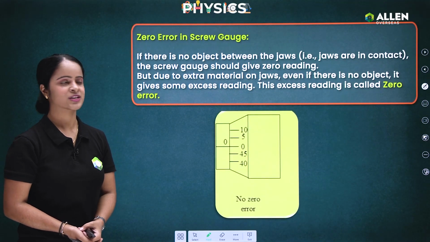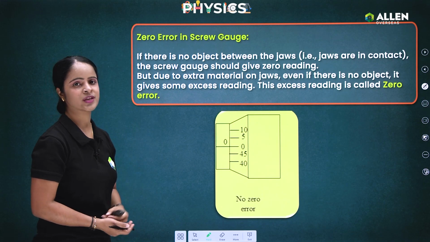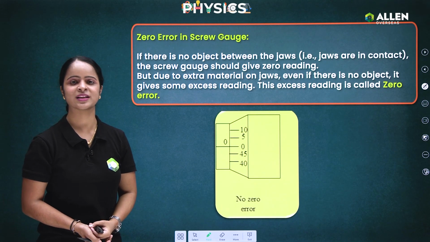So let's move ahead. Like here in this slide, we are going to study about zero error in screw gauge. But before going to this point, I want to tell you something.